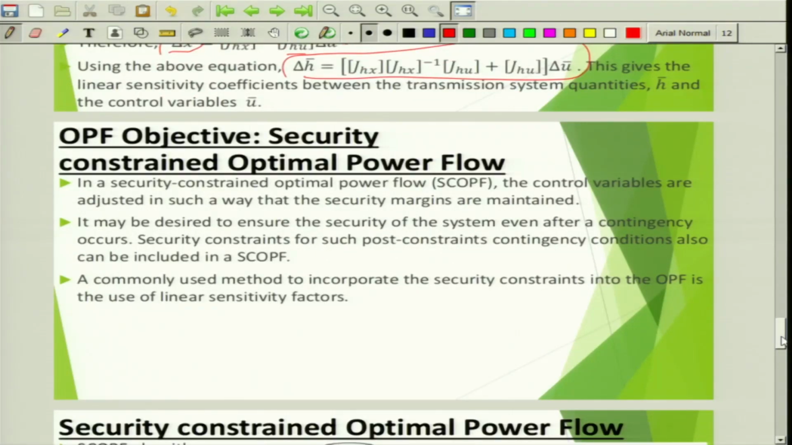Now, in a security constrained optimal power flow, AC OPF, the control variables are adjusted in such a way that the security margins are maintained, right. It may be desired to ensure the security of the system even after a contingency occurs. Security constraints for such post-contingency conditions can also be included in a security constrained OPF. A commonly used method to incorporate the security constraints into the OPF is the use of linear sensitivity factors.